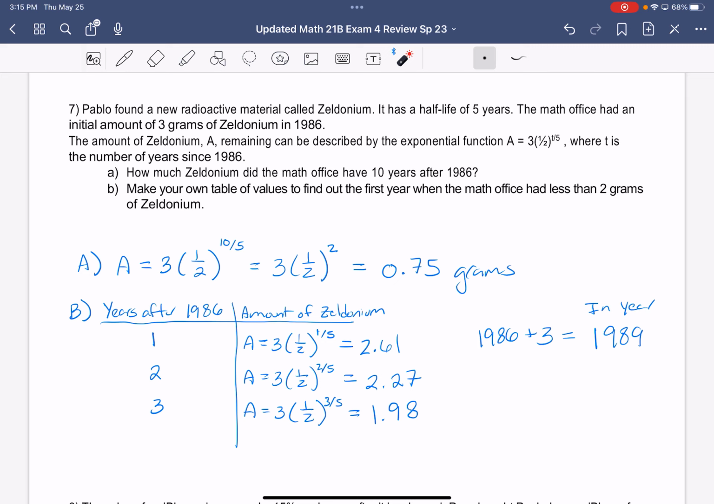Why would you add the 3 into 1986? Oh, so 1986 is when they first got the zeldonium, and then it falls below 2 grams 3 years later. So to figure out what year we're in, we take our starting year, 1986, add the 3 years it took to get below 2. Okay. Any other questions?